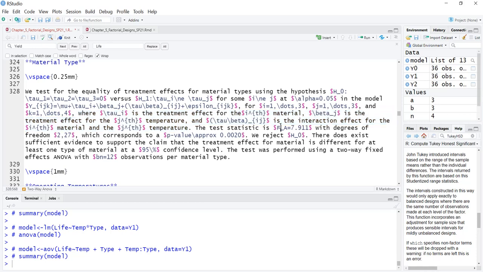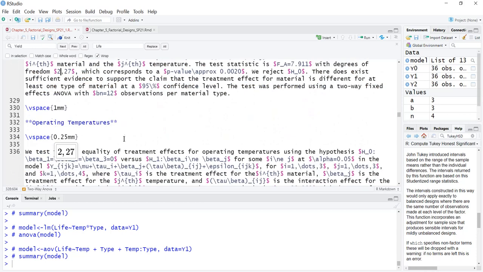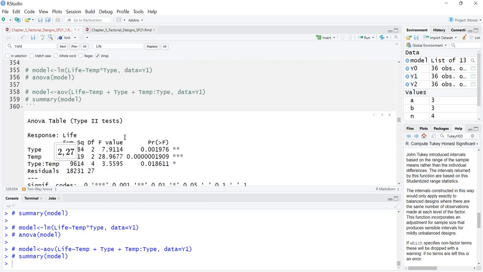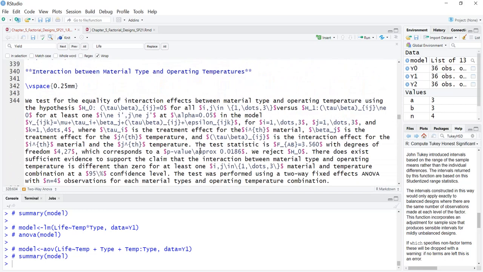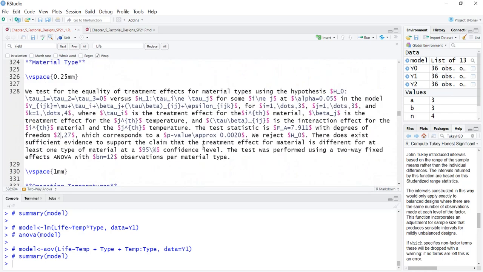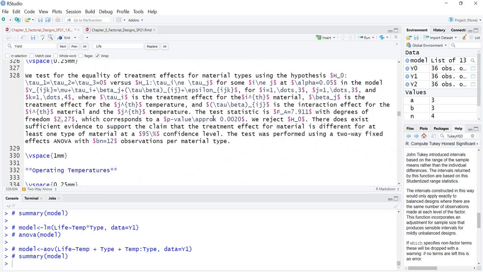And so we have a test statistic given 7.91, 2 and 27 degrees of freedom. Be careful with that. Remember that we want the 2 degrees of freedom for type, but then we want the 27 for the residuals. Please don't divide by 4 or use 4. It's 2 and 27. And for temperature, it's going to be 2 and 27. And for the type-temperature interaction, it's going to be 4 over 27. Okay? All right. And so we see that the p-value is approximately 0.002 for the material.